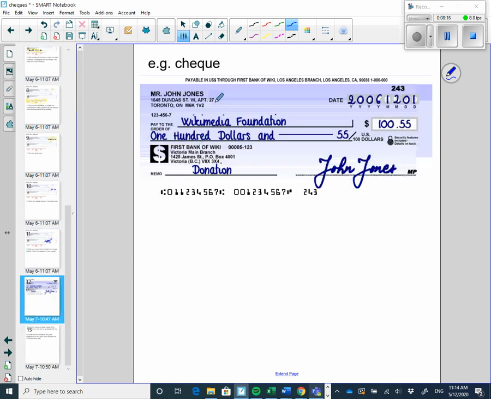So here's an example check right here. This is from Mr. John Jones. He lives on Dundas Street in Toronto. He's paying the Wikimedia Foundation. I'm not sure what that is. He's giving them $100.55. So you can see here he's written out $100, and you don't have to necessarily put the 'and', but just to draw the line. And then 55/100. This is in US dollars. I'm not sure what's going on there. It says donation. Then he signed it here, and of course the date up here as well.